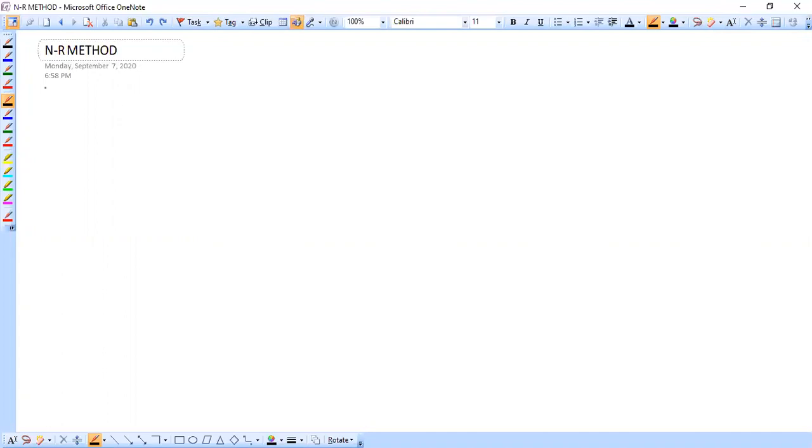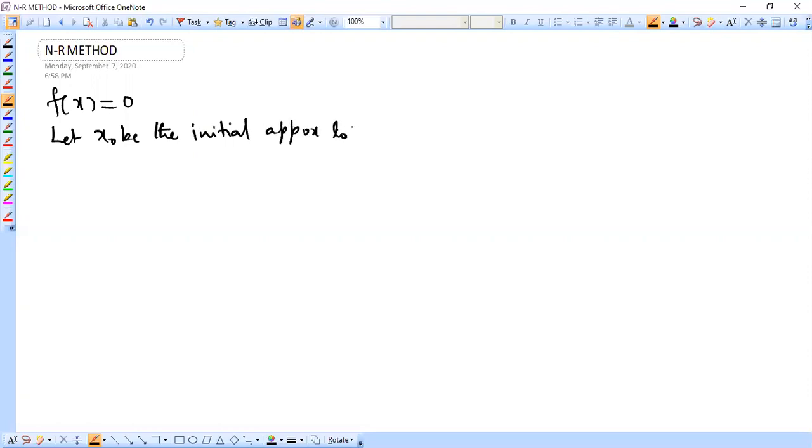For this, let us assume that we have a hypothetical equation f of x is equal to 0. For this, we need to find out the solution. Solution means that it satisfies the equation. Now, let x naught be the initial approximation to the root. So, we will choose an initial approximation to the root, which is given by x naught.